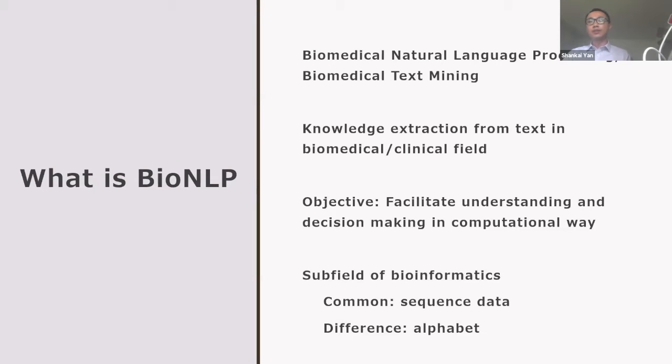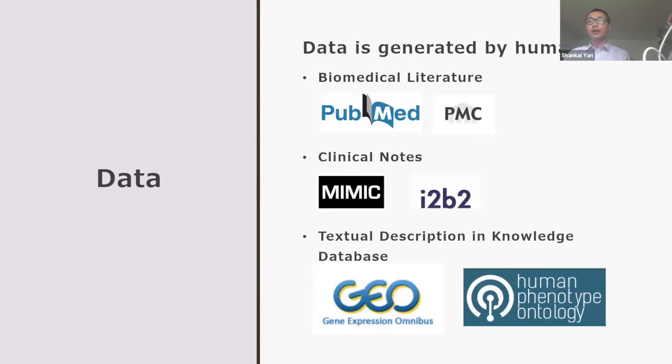The common thing is that they all process sequence data. If you deal with genomic data, you will work with sequencing data. But in BioNLP, you deal with a string of text. The difference is that the alphabet is different. For example, in genomic data you have ATCG, but in text you will have natural words. And the main difference is the data: the data in text mining is generated by humans.